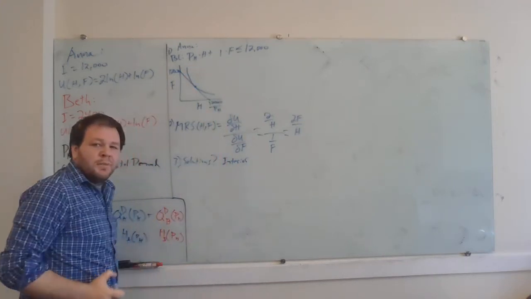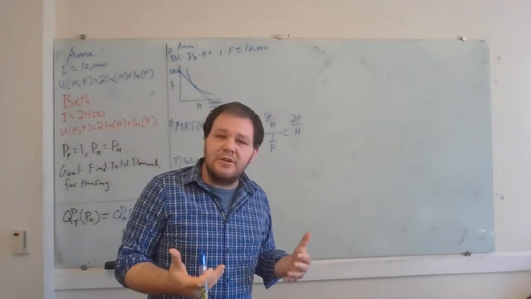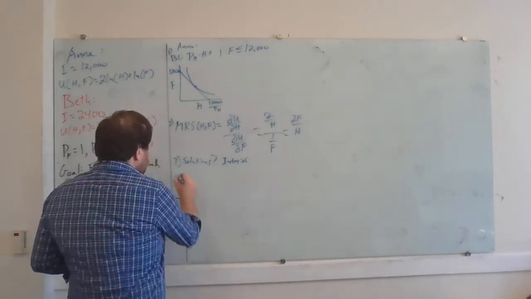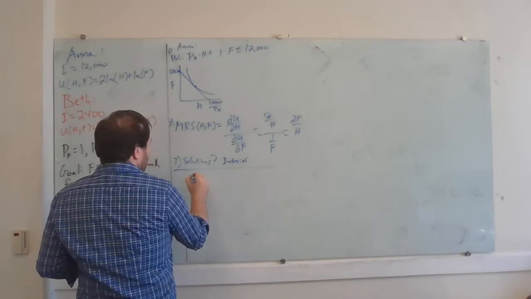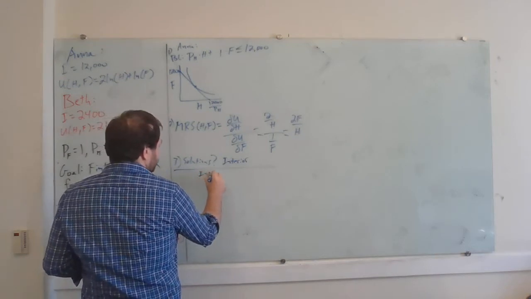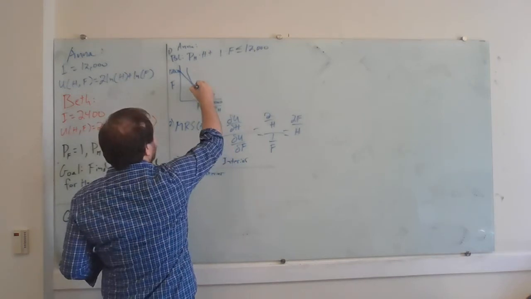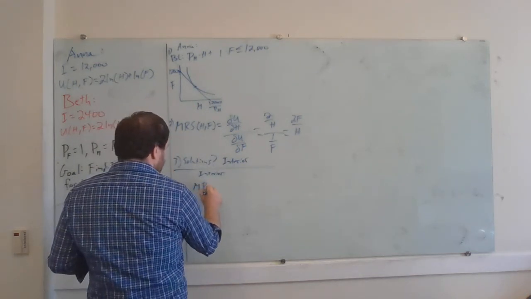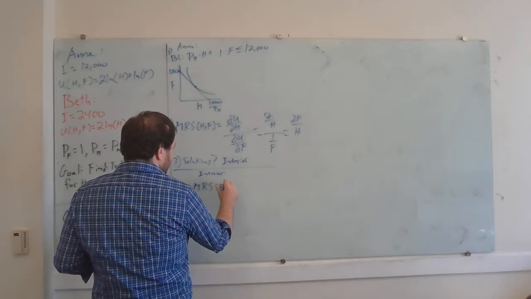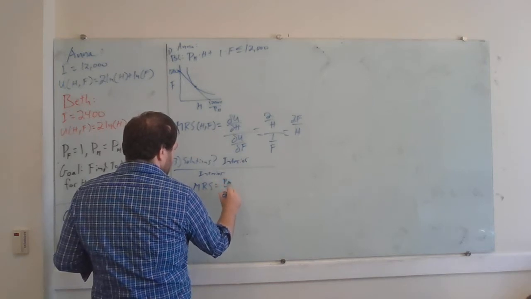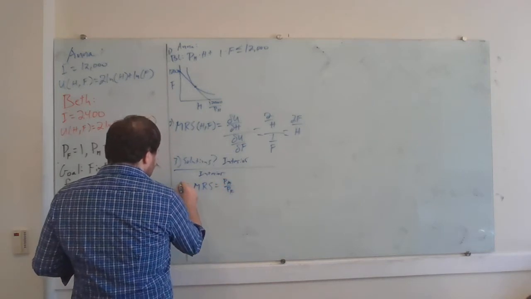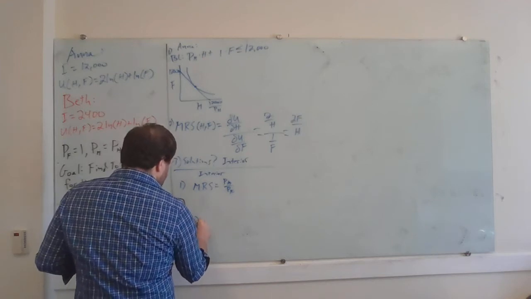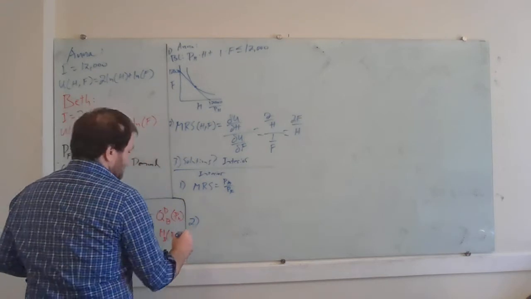Great, okay. So what do we do to find an interior solution? Well, we're going to need 2 things. First of all, that the slope of her indifference curve is equal to the slope of her budget constraint, right? MRS equals price ratio. And second, we're going to need that she consumes her whole budget.